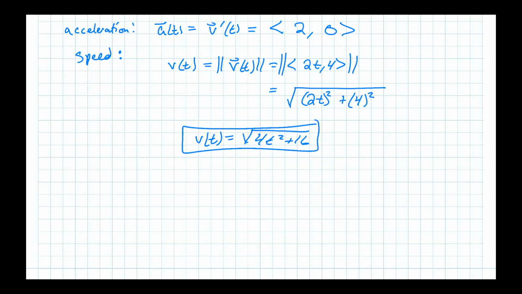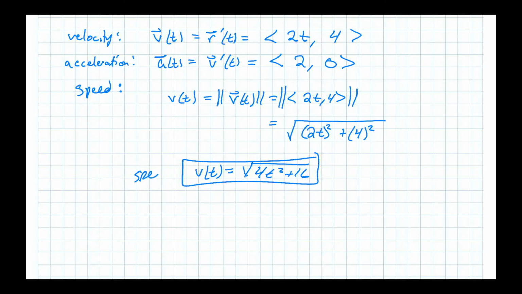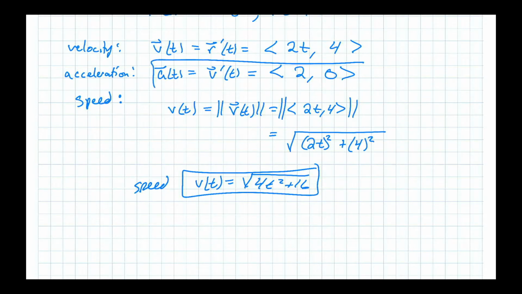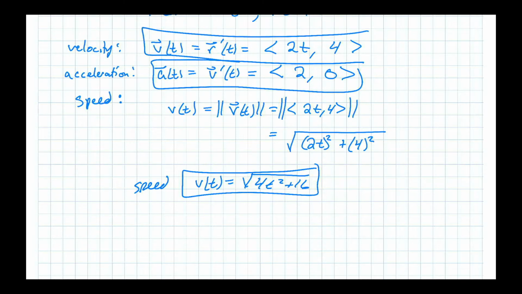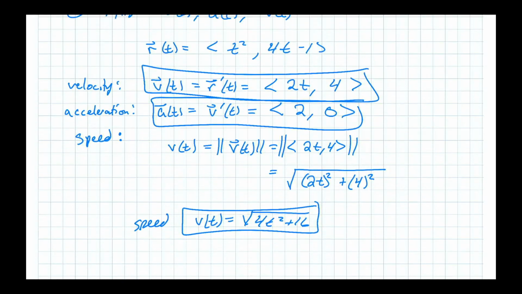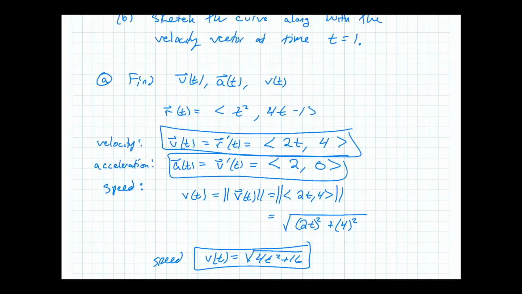So we got a speed there. We've got our acceleration here, and then we got our velocity here. So velocity, acceleration, and speed are not that hard to do. Just two derivatives and then a magnitude.